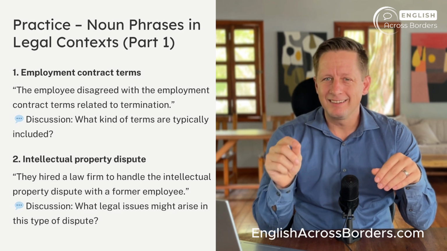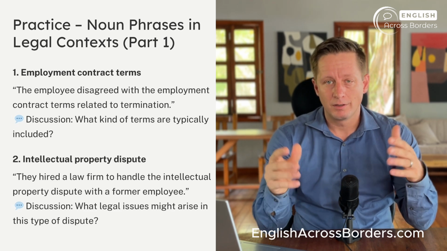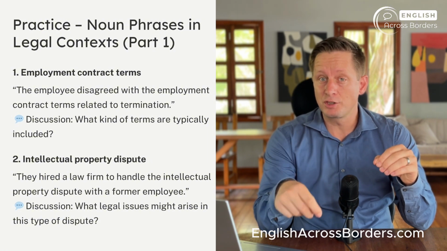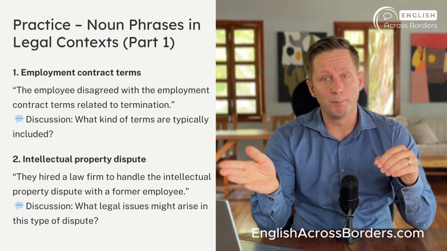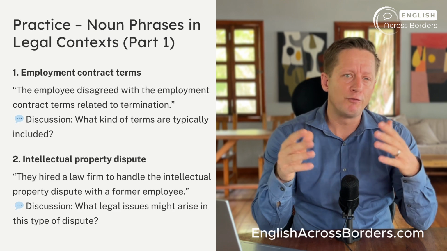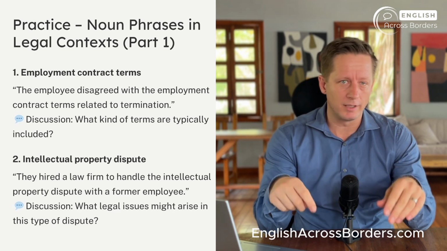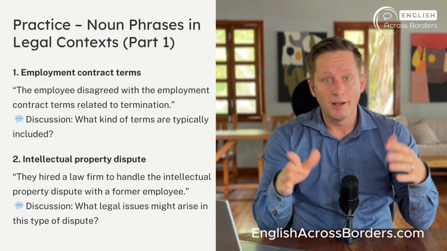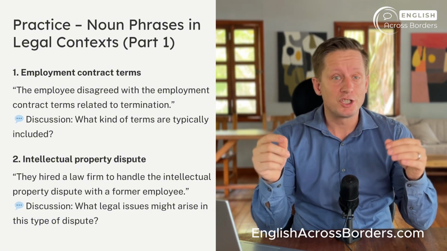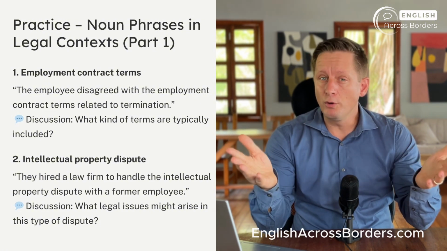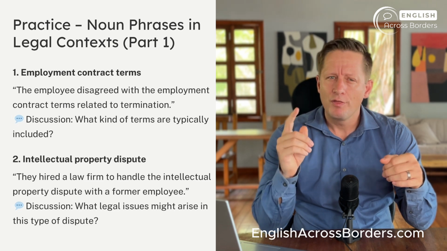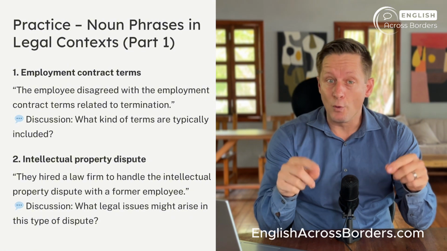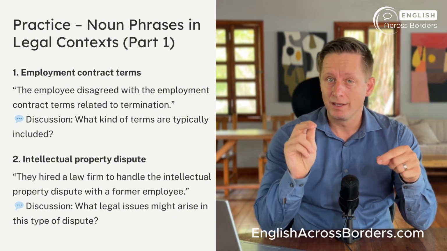Next up, intellectual property dispute. Example sentence: They hired a law firm to handle the intellectual property dispute with the former employee. This phrase refers to legal conflicts over things like trademarks, copyrights, or inventions. In this case, maybe the former employee shared trade secrets or claimed ownership of company ideas. These disputes are common in tech, design, and media industries, and knowing how to explain them clearly is essential.